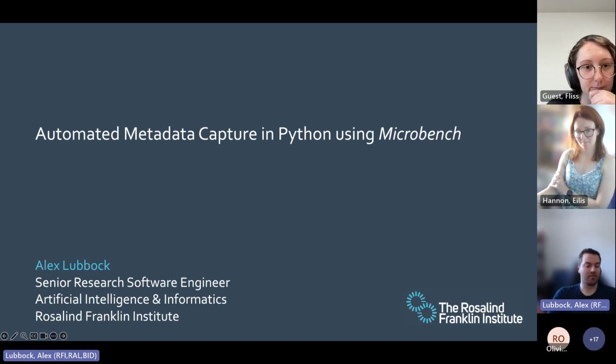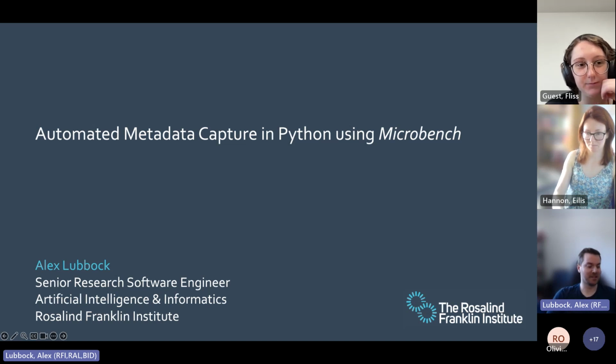But it's got broader applications than just computational biology. It could be used for other types of computational workflows too. So I'm excited to share it with you and then hopefully get some feedback. It's open source software, so it'd be great to get some people using it and to get some feedback on it.